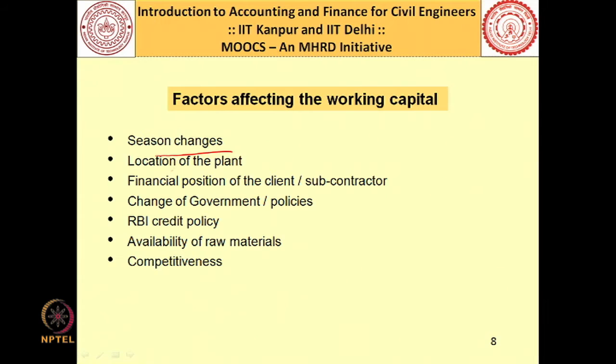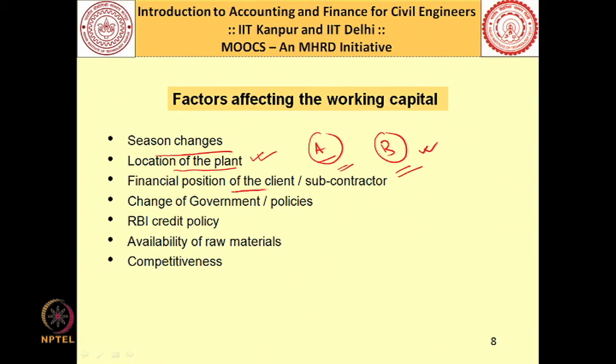Likewise, whether your plant is located in location A or B would also affect the requirement of working capital. Suppose your plant is located in a locality which is quite accessible, it does not take much time to reach there, you may like to work with less working capital. On the other hand, if the plant is located in a remote area, reaching there is difficult, you may like to keep more working capital, because you would like to keep more stock, you would like to engage more laborers and so on.